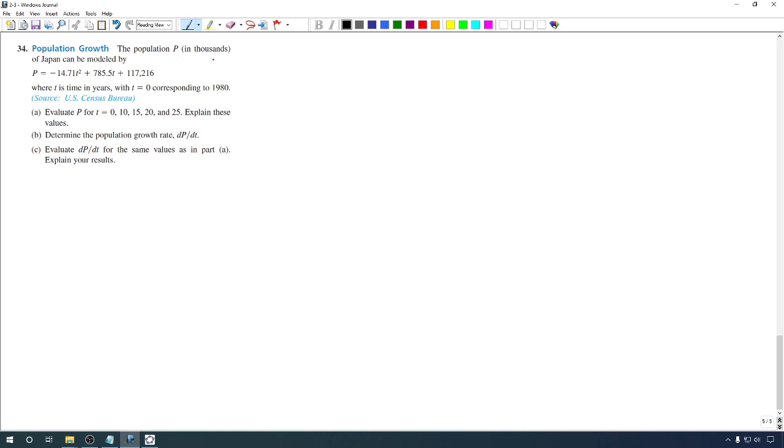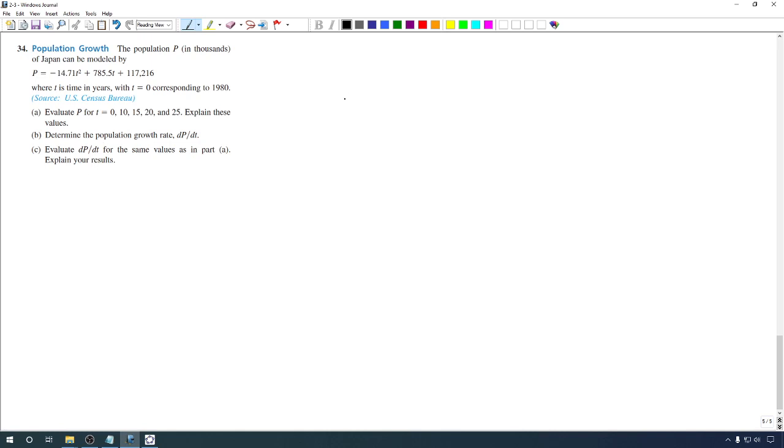But the population P in thousands of Japan can be modeled by this formula. It's a quadratic, but that just helps us actually take the derivatives later on. Note here that T is time in years, with T equals 0 corresponding to 1980. So basically, T is the number of years since 1980. We're going to evaluate our population formula for 5 different values, and then we're going to talk about what those actually mean. And we'll eventually also compute the derivative at those values.